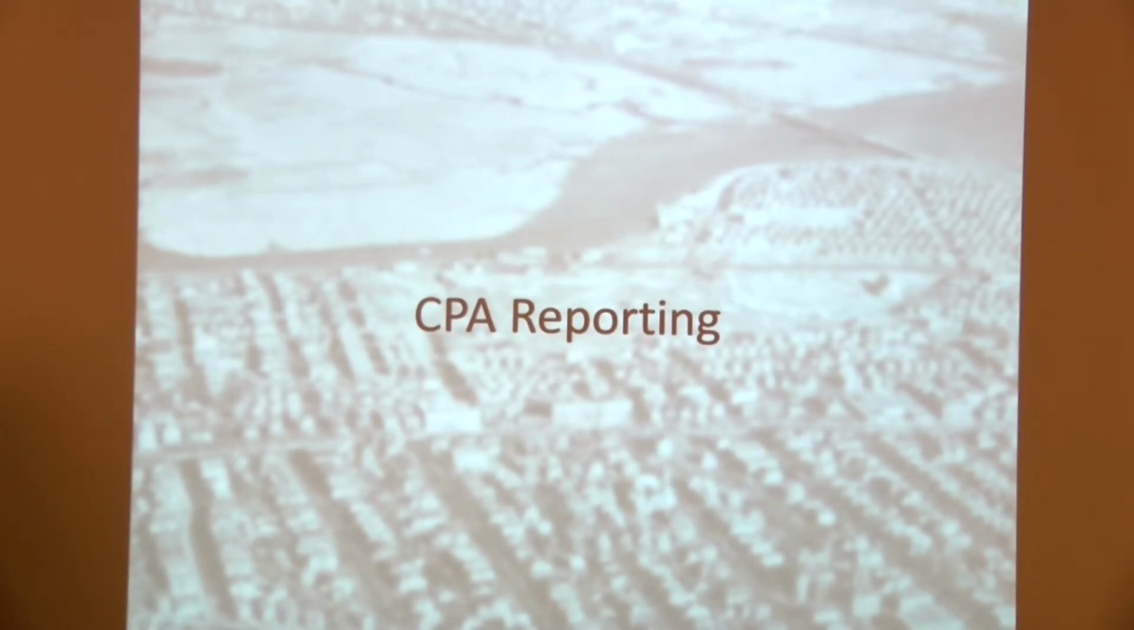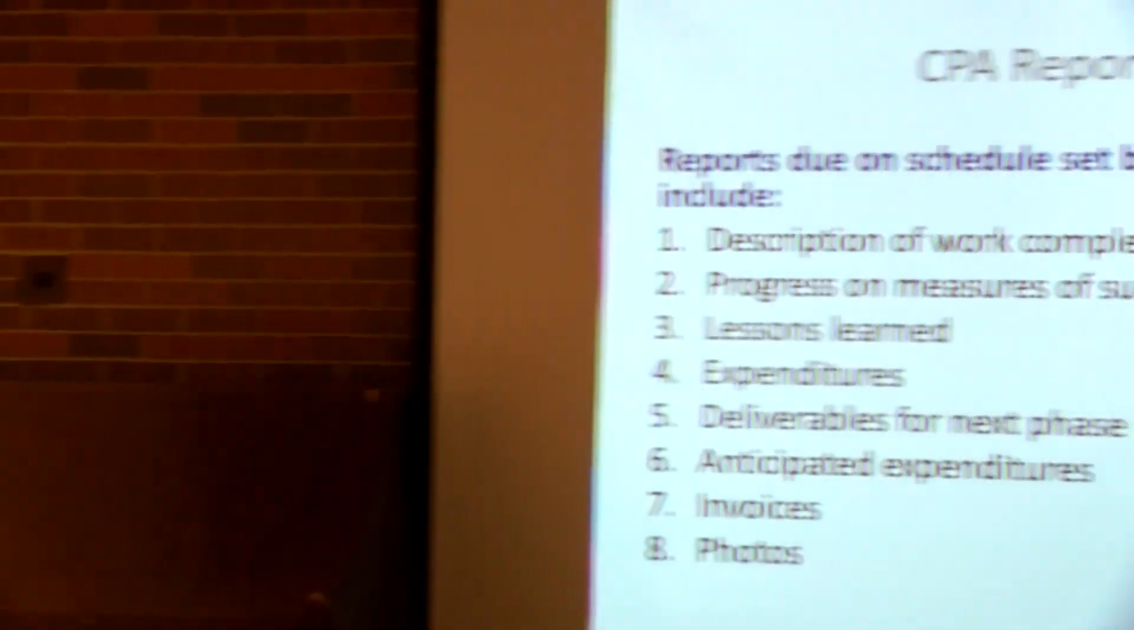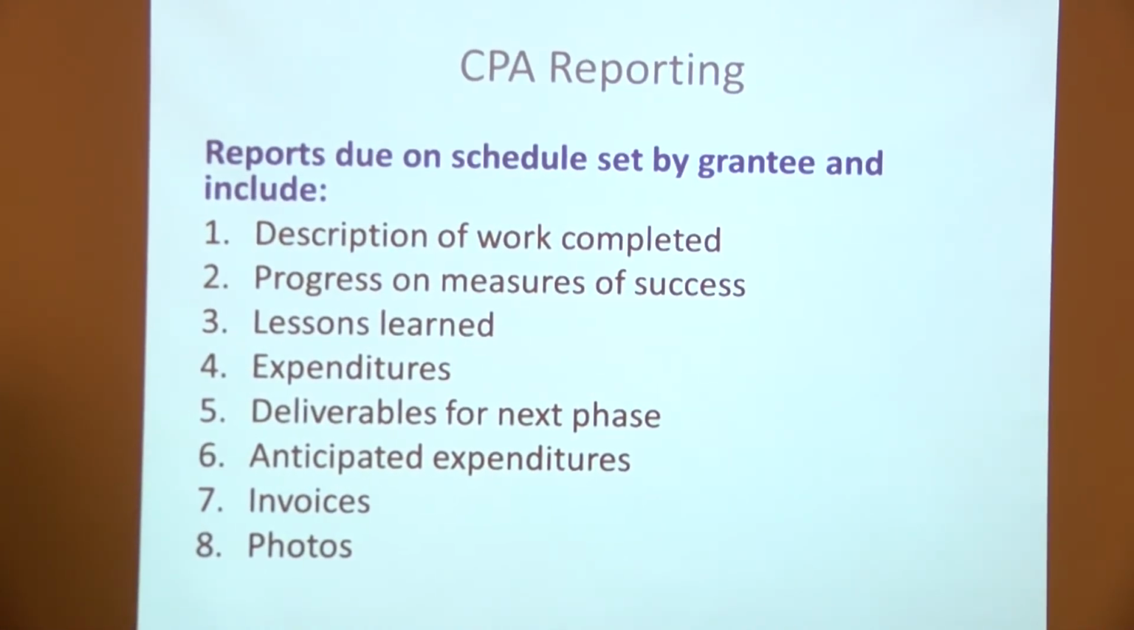So how do you submit these reports that I've mentioned? The reports are going to be due based on a schedule that is set by you. So you'll establish a disbursement schedule and we'll work together on that as part of your grant agreement. When they're due, you need to describe the work that was completed, how you've progressed on your measures of success, any lessons you've learned along the way, and very important, how you've used the funds. And then you'll need to talk about what you're planning to do in the next phase. What are the deliverables and what are the costs associated with those? And you'll need to attach any invoices that you've received from the previous phase, and then upload photos to our Flickr site.